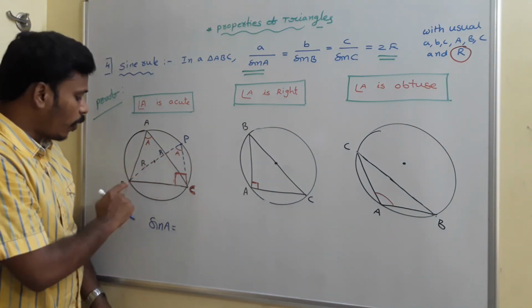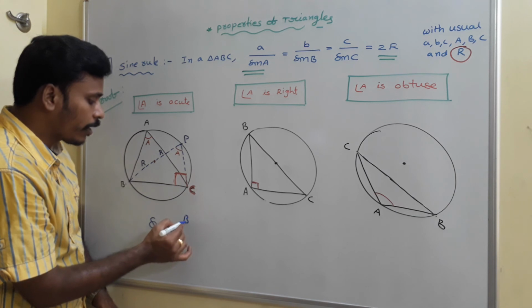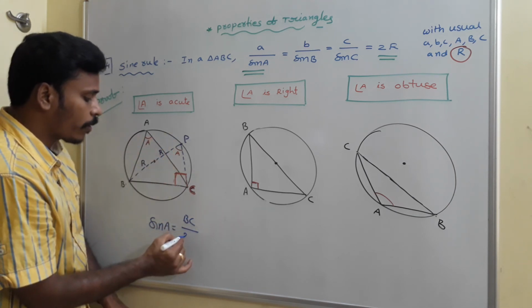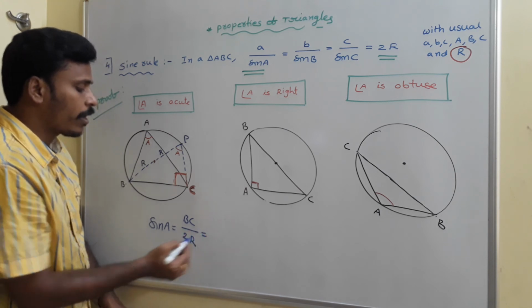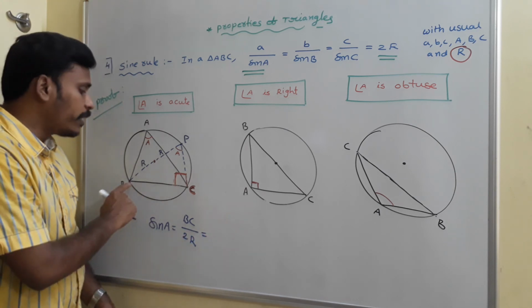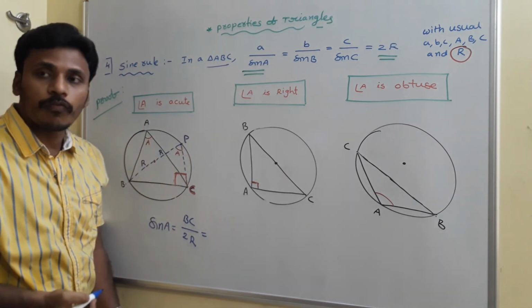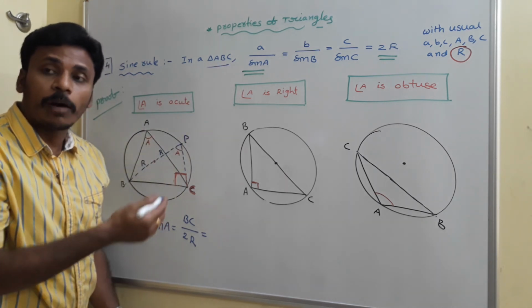See, for A, what is the opposite side? BC here. BC divided by hypotenuse, which is the diameter. Okay. What is the diameter? 2R. And once again, BC is the side length of the triangle ABC, opposite to angle A.